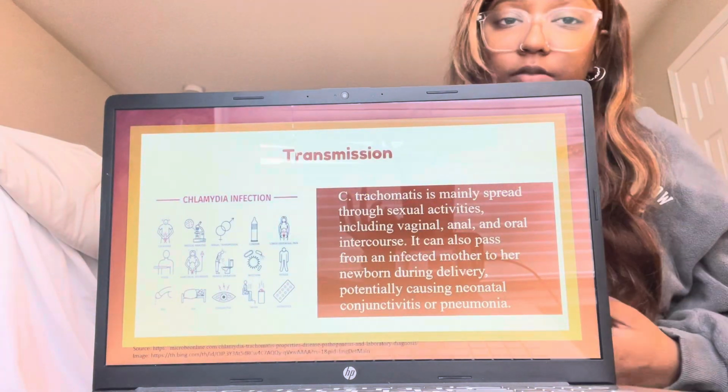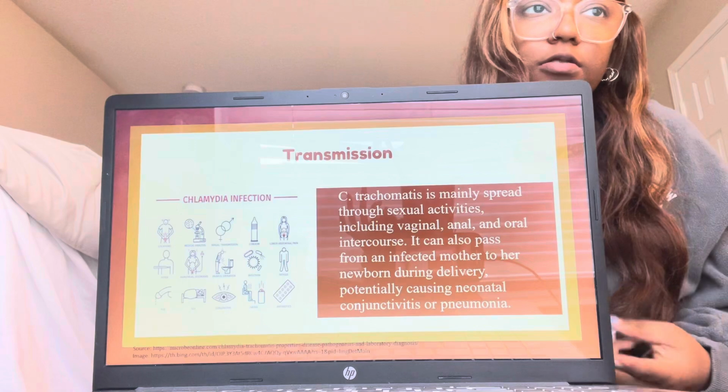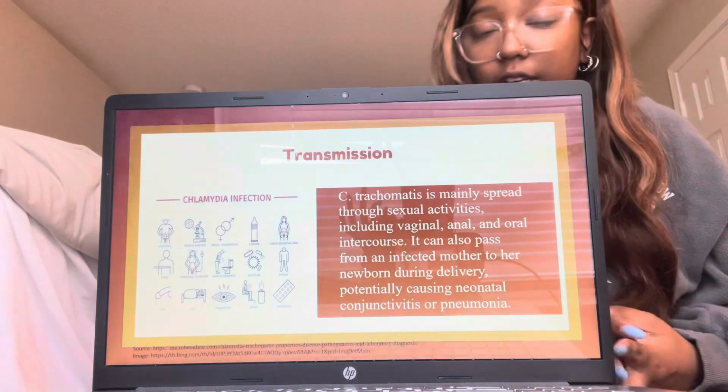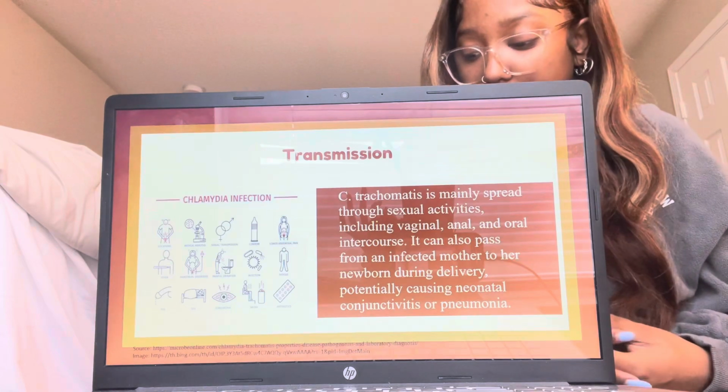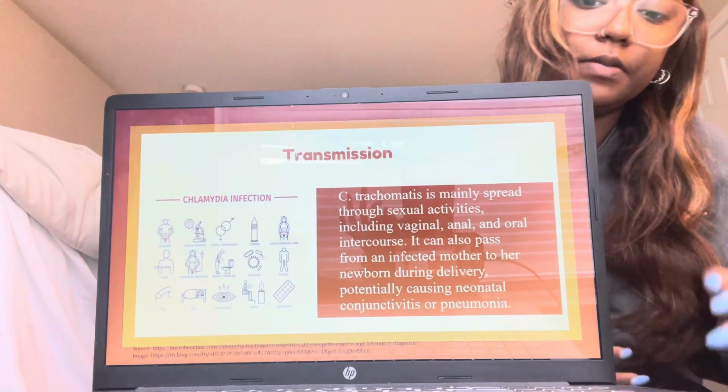Chlamydia's transmission is mainly spread through sexual activities, including vaginal, anal, and oral. It can also pass from an infected mother to the child in her womb, potentially causing neonatal conjunctivitis or pneumonia.